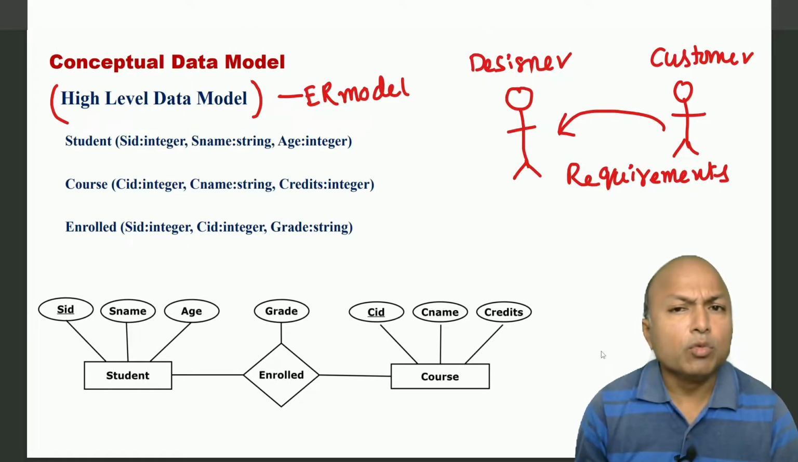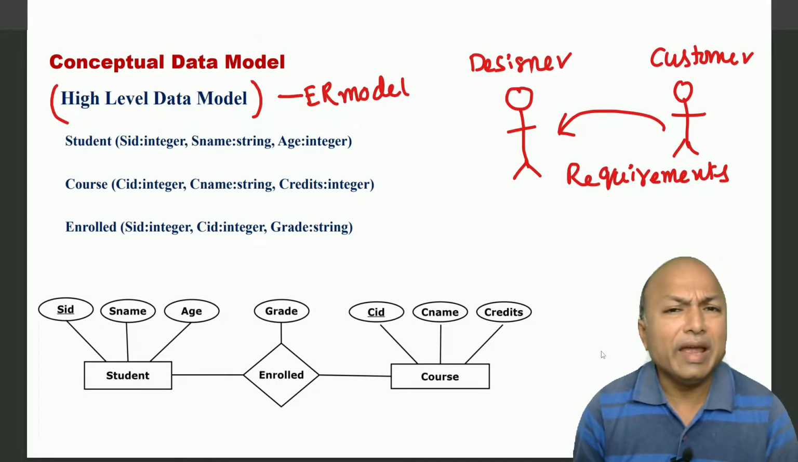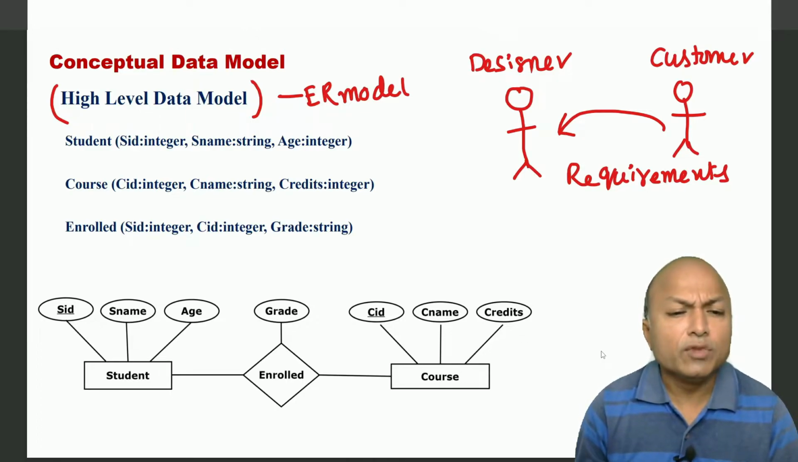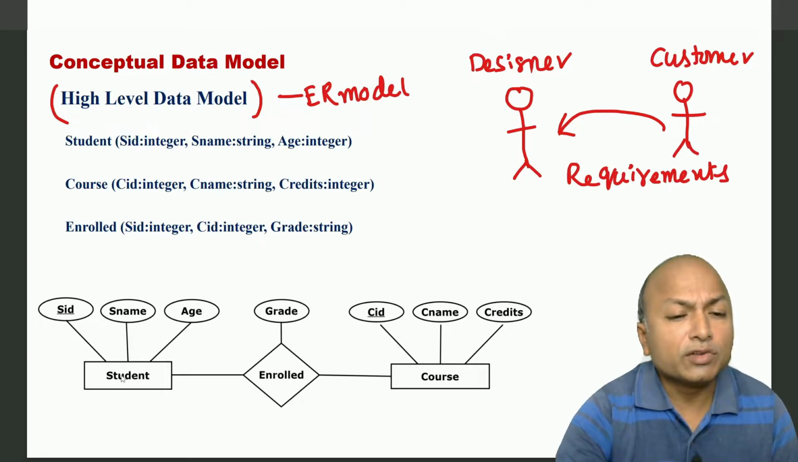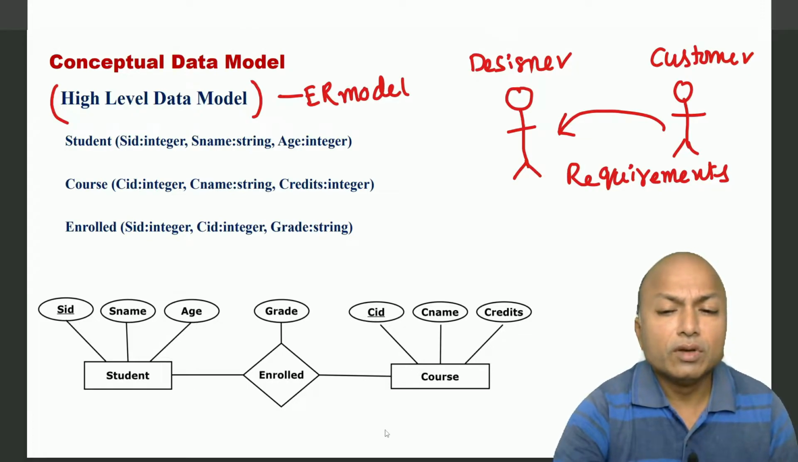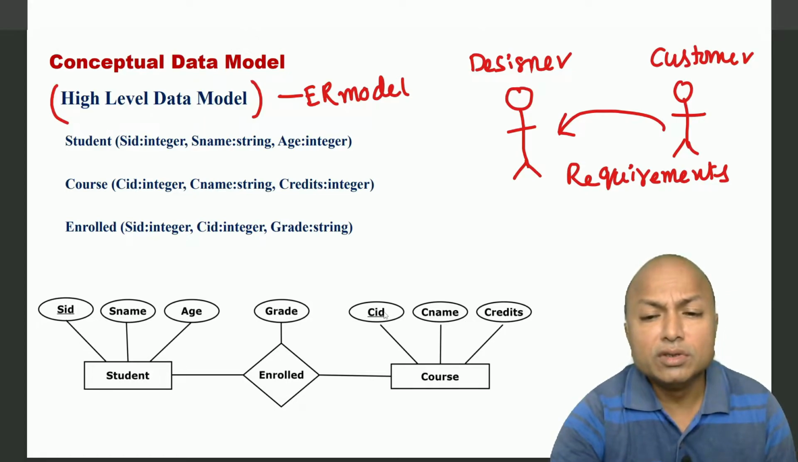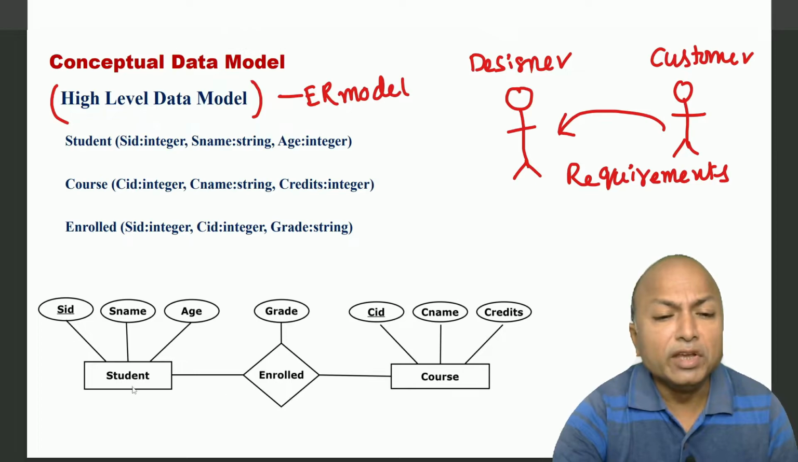The full form of ER model is entity relationship model. Here in this diagram, you can see student is one entity, whereas course is another entity. Each entity is specified with a set of attributes. For student, SID, SNAME, age. For entity course, it is also specified with a set of three attributes: CID, CNAME, credits. And these two entities have a relationship called enrolled, where students enroll in different courses. Enrolled has one attribute, grade.